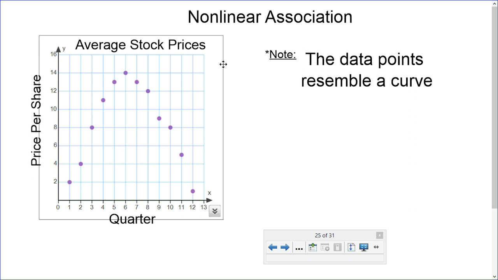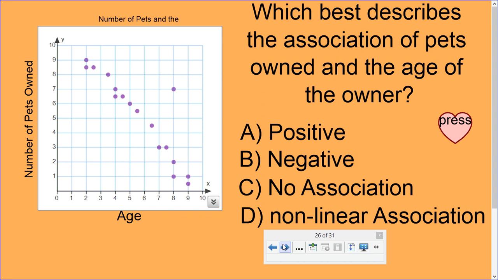Nonlinear association, we want to mention that, and this is a data point that resembles a curve. So if we were to draw a curve, it would go upside down like a U here. So that's a curve. So when you have a nonlinear association, you cannot draw a line, you end up drawing a curve. So here's a question.